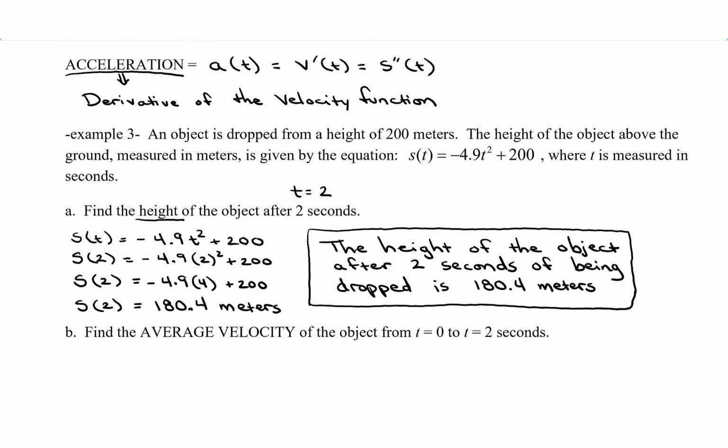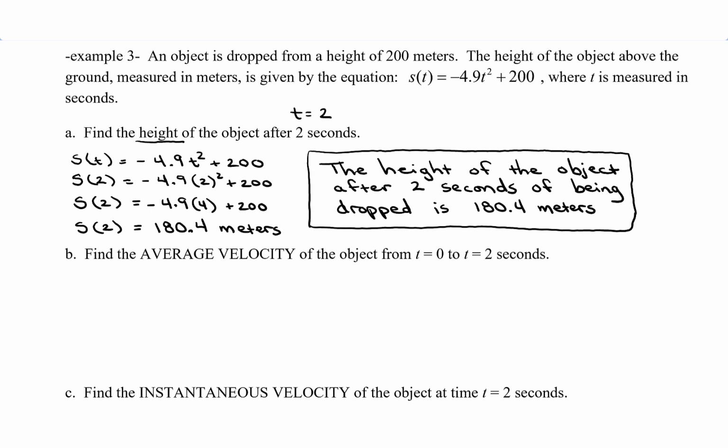B. Find the average velocity of the object from t equals 0 to t equals 2 seconds. In order to find average velocity, I'm going to need 2 ordered pairs. My 2 ordered pairs are going to be 0, s of 0, and 2, s of 2. For my first ordered pair, 0, s of 0, I'm going to draw an arrow to the right from that ordered pair, and I'm going to write this ordered pair as 0, 200.